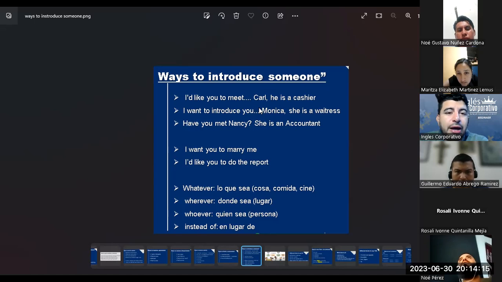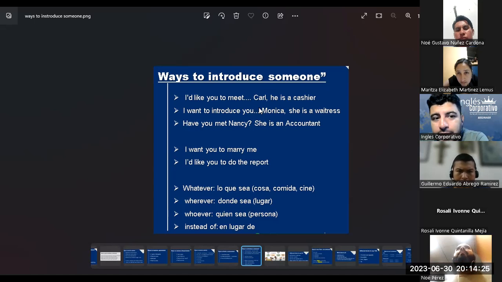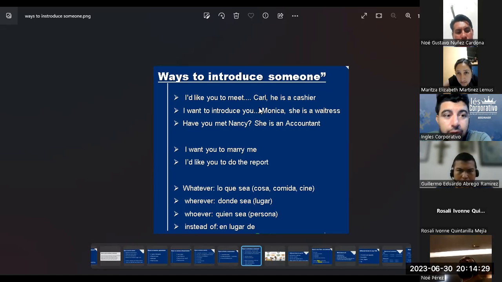So if you notice, we have three different options to present someone. Maybe it can be to the team at work, to your friends, to your family. Cuando van a presentar a alguien, ya sea en el trabajo, ¿verdad? Un nuevo miembro del equipo, un empleado, a la familia, amigos.